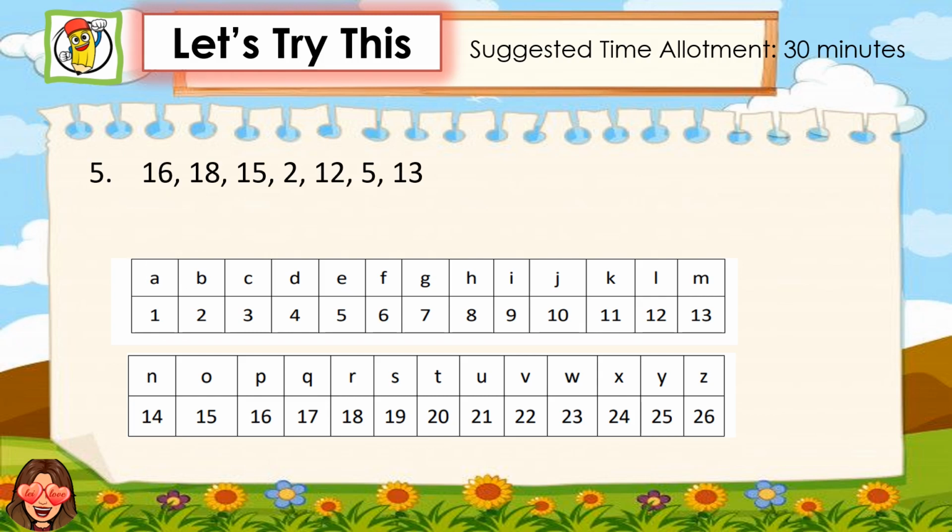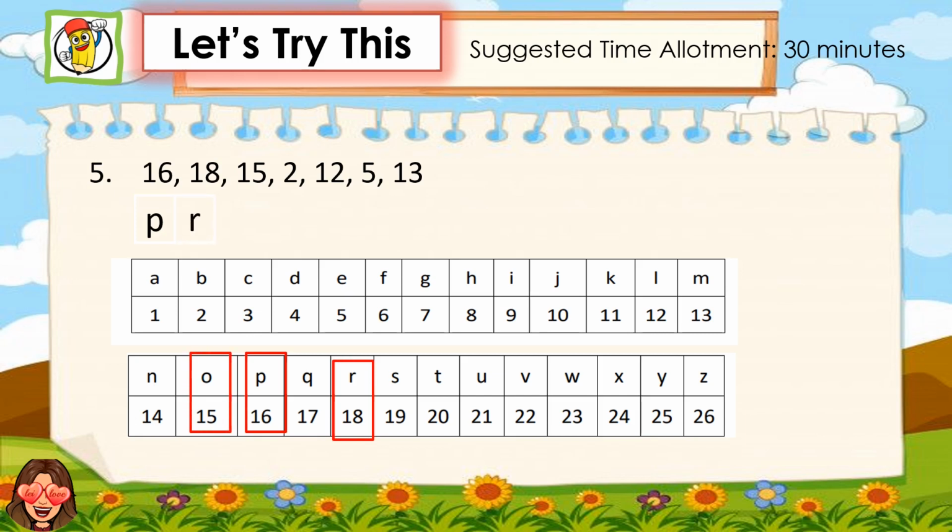Next, we have number 5. The given numbers are 16, 18, 15, 2, 12, 5, and 13. Let's see what are the corresponding letters for those numbers. For number 16, we have letter P. Then let's look at number 18. That's letter R.